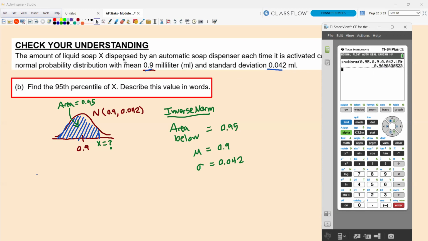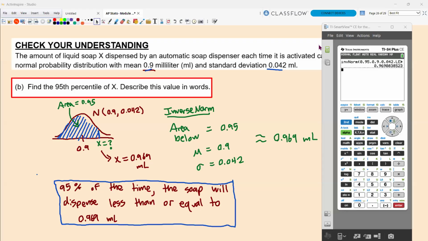Let's describe that in words. Well, we would say about 95% of the time, the soap will dispense less than or equal to 0.969 milliliters. Remember, a percentile is at or below, so that's why I said less than or equal to. All right, one more part.